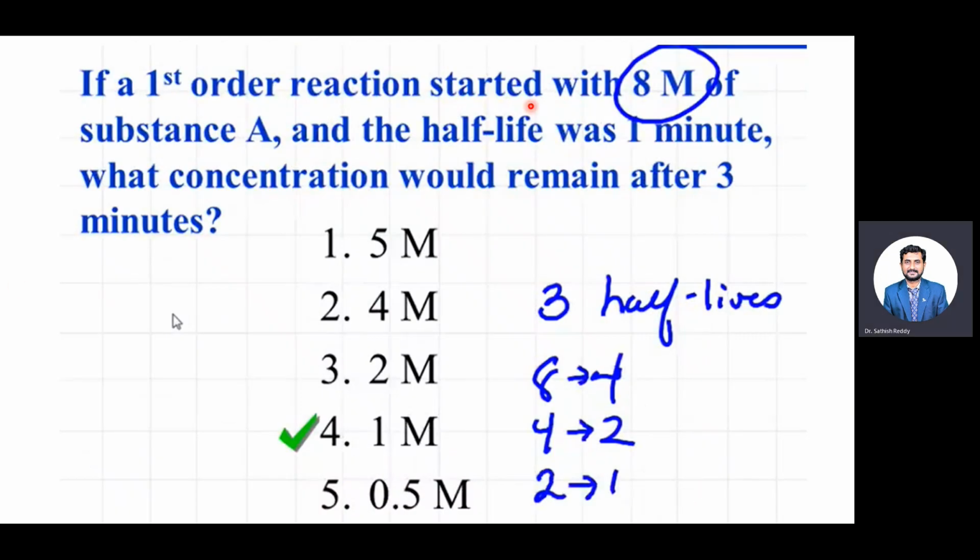So last problem. In a first order reaction, we started with 8 molar of substance A and the half-life was 1 minute. What concentration would remain after 3 minutes? First it is 8, then it is cut to 4, then to 2, then to 1. After 3 minutes, it's 1 molar concentration.